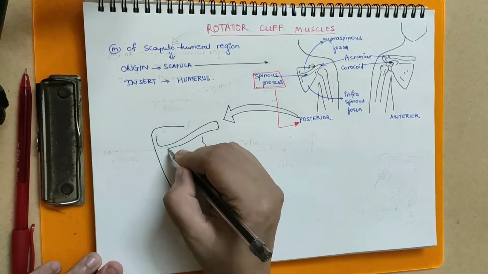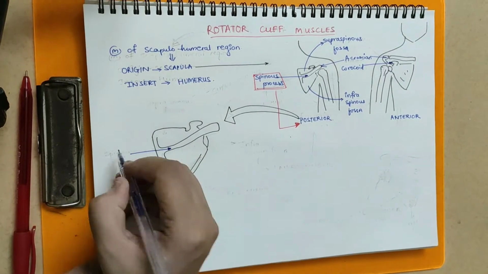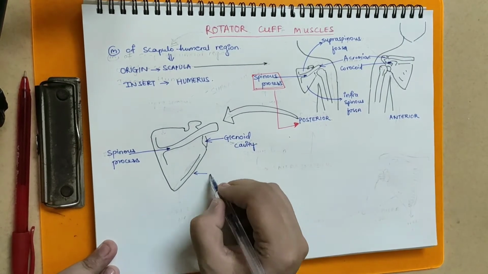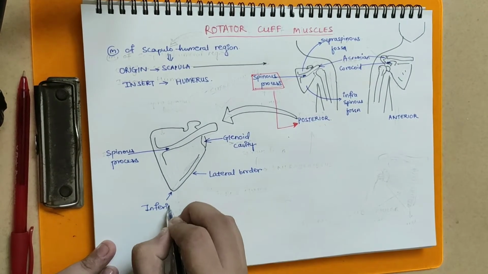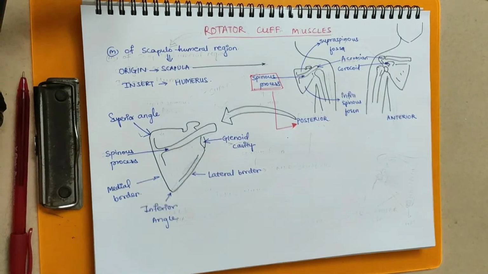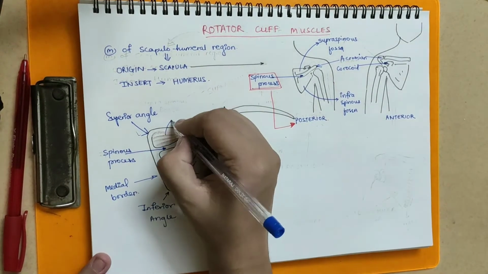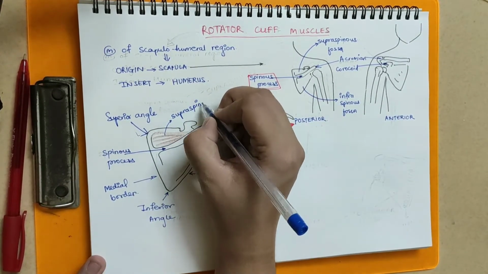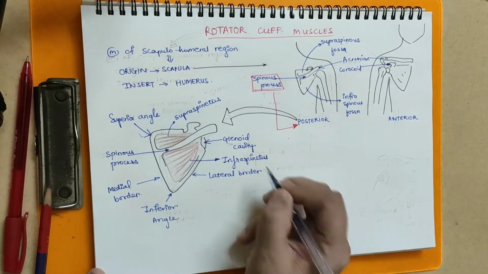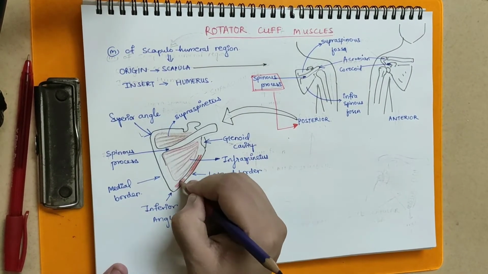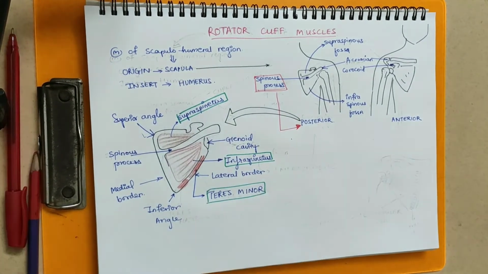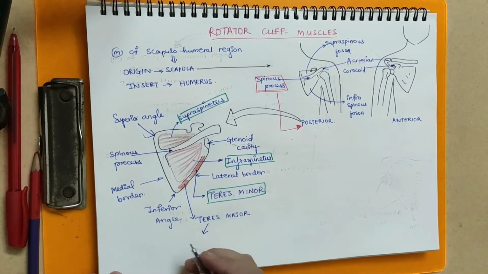Let's see the posterior view in detail. The spinous process ends as another process which is known as the acromion. The scapula has 3 angles, 3 borders and 2 sides. The supraspinous fossa gives rise to the supraspinatus muscle. The infraspinous fossa gives rise to the infraspinatus muscle. The lateral border of the scapula gives origin to the teres minor muscle and the teres major muscle. The teres major is not a rotator cuff.